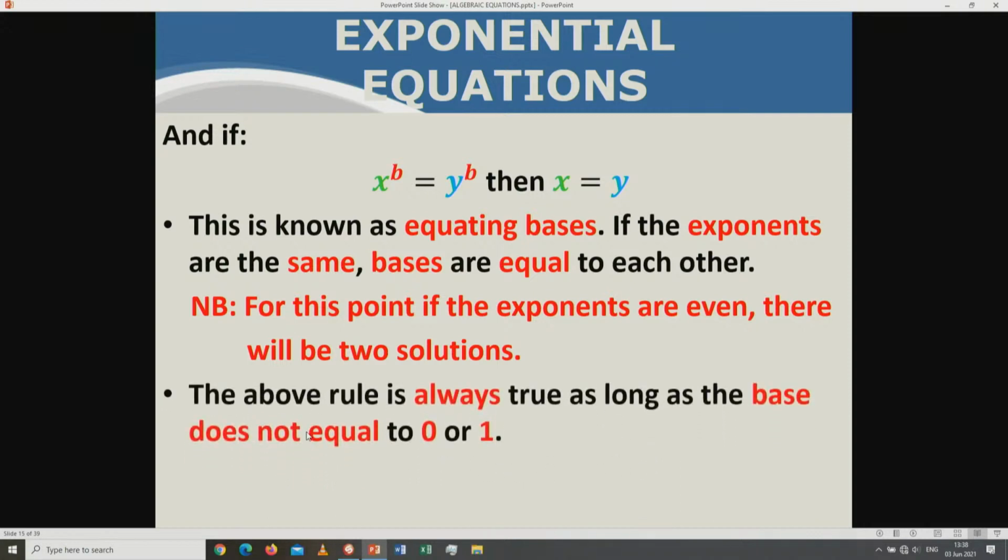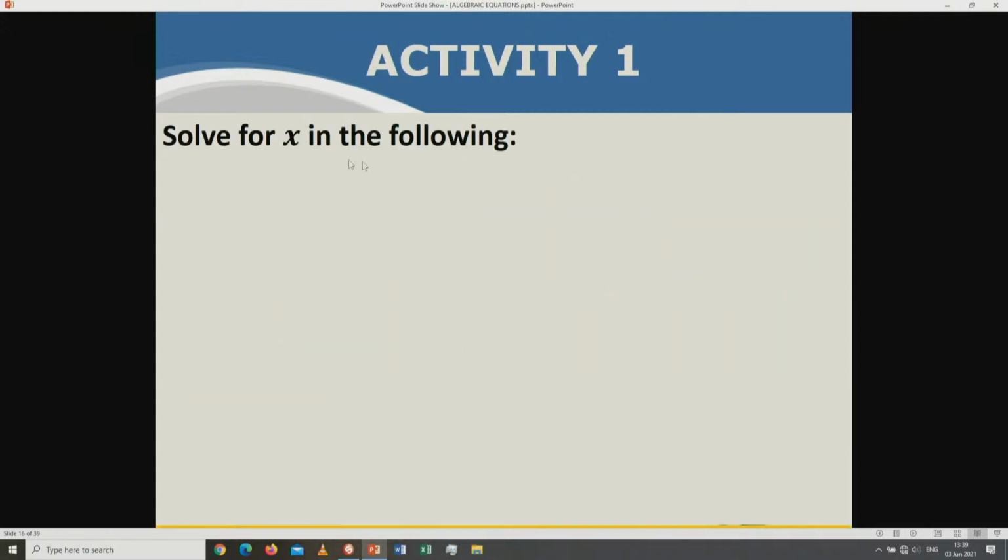Also take note that the above rule is always true as long as the base does not equal 0 or 1. Because if the base is 0 and the exponent is 0, we are going to have an undefined situation. And if the base is 1, remember any 1 to any exponent will remain 1. So we must be careful of this point. Now, solve for x in the following.